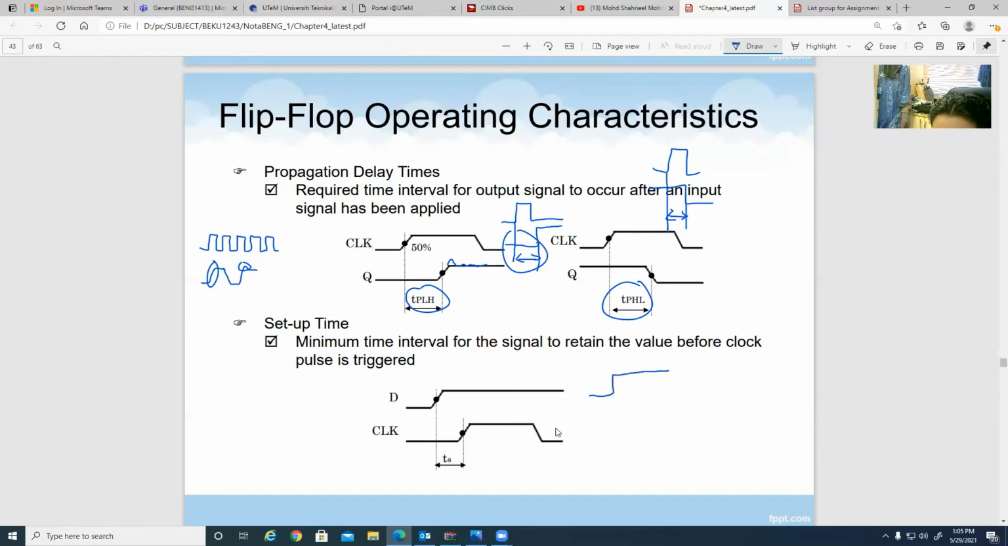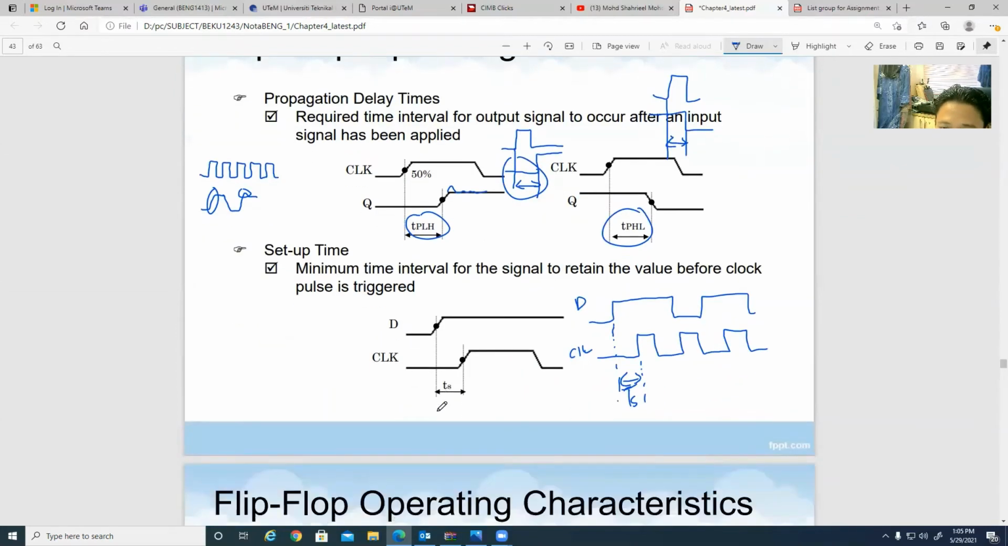This is ideal, we assume as the ideal. Something like this. Then this is the clock, ideal, this is smooth. So this one is D, this one is the clock. This one we call the setup, the setup time.